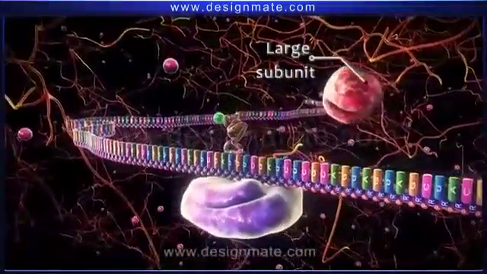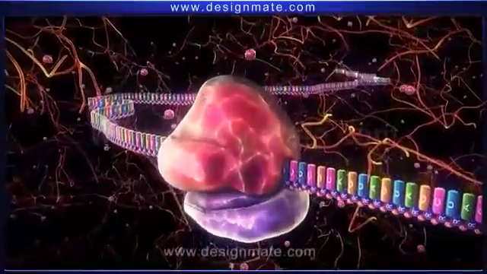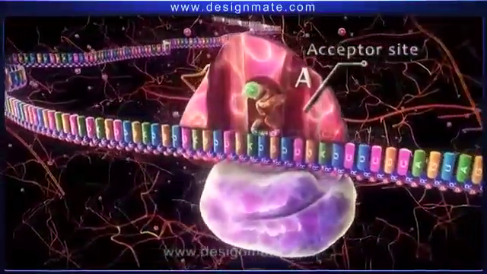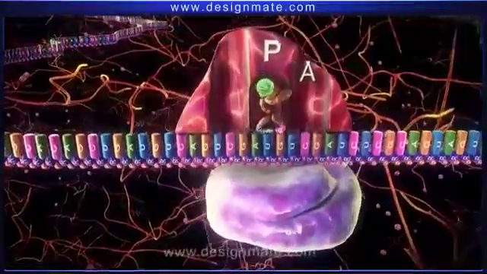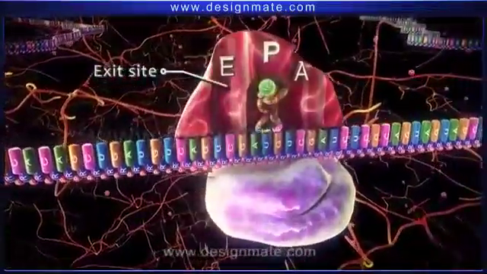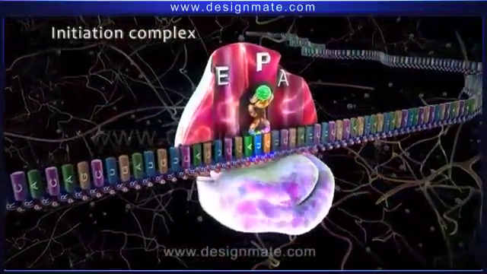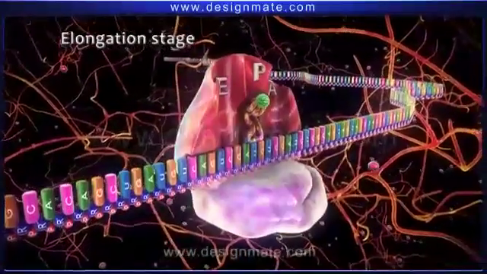Then a large subunit of the ribosome combines with the small ribosomal subunit. The large subunit shows 3 sites: the acceptor site or the A site, the peptidyl site or the P site, and the exit site or the E site. This whole unit forms the initiation complex. This is followed by the elongation stage.